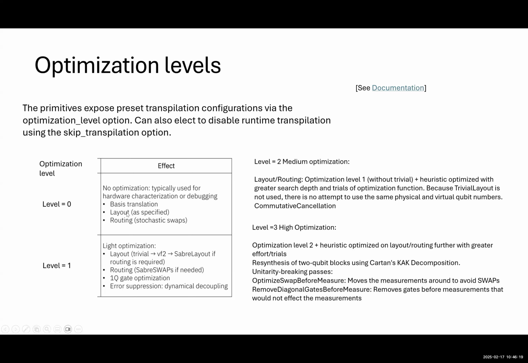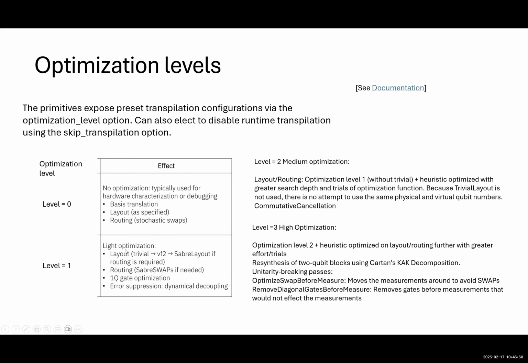Basis translation, and layout as specified. Layout is which qubit maps to which qubit. Routing will be the swaps. If you say I want to do the CNOT between 0 and 10, but they are not directly connected, you will swap. Here it's called routing, and they will probably try to find this stochastically.